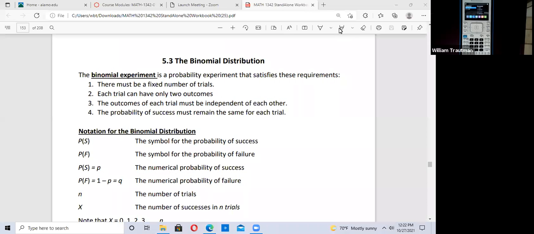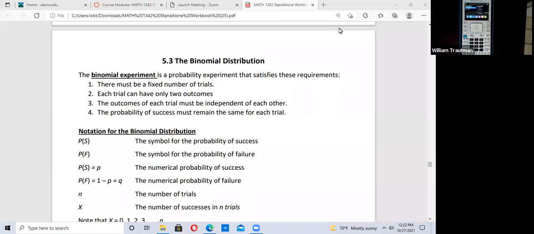All right, welcome everybody. This is section 5.3, binomial distribution. Here's the criteria for something being a binomial distribution. First, there's a fixed number of trials. That means they're doing an experiment and they're going to say, we're going to do 10 trials, 10 experiments, or 10 flips of a coin, or 10 pulling out of a card or something.